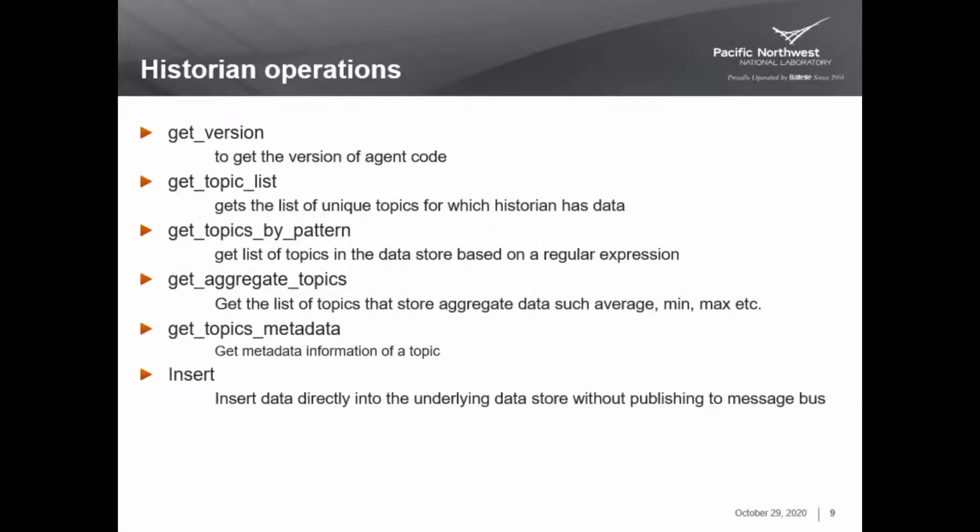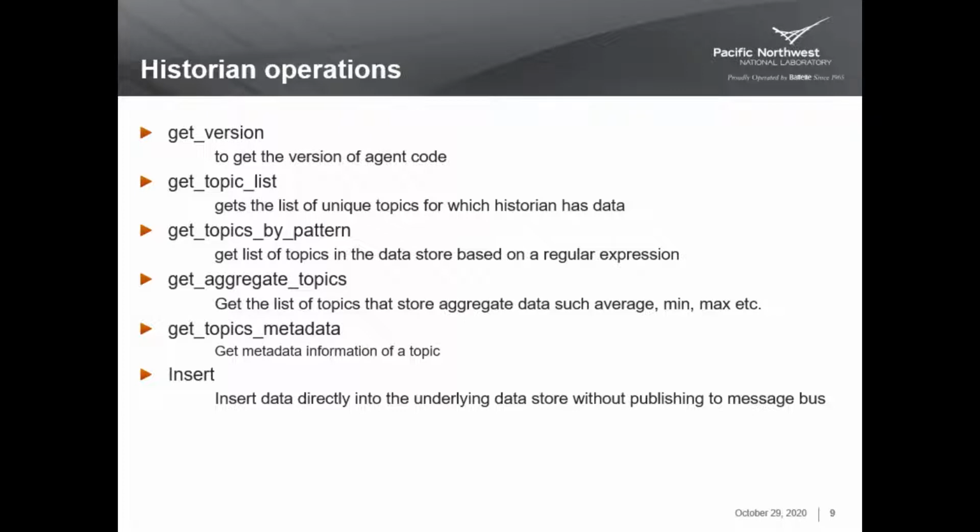So far, we have covered what historians are, how they work, and how to customize them. The next question to answer is, how can other agents in my VOLTTRON instance use the installed historian? And the answer to that is through RPC methods. Historians expose the following RPC methods for other agents to work with its data. The first one is getVersion. This returns the version of the historian code you're running.